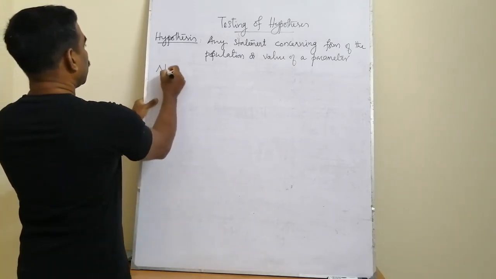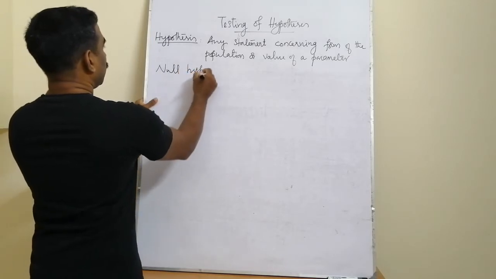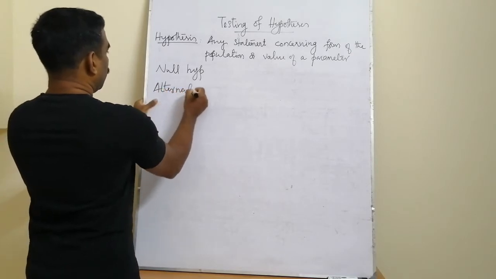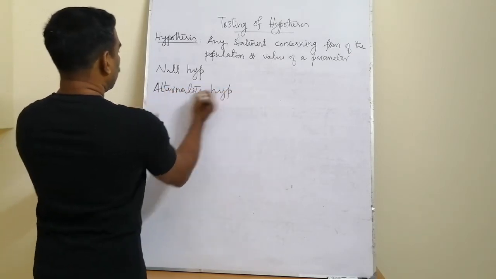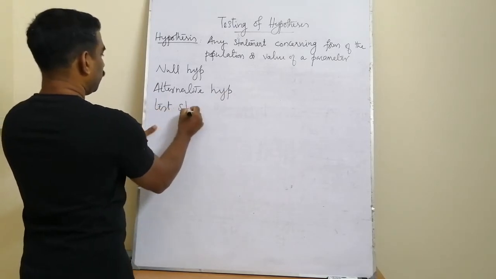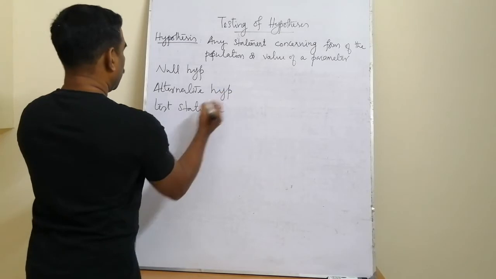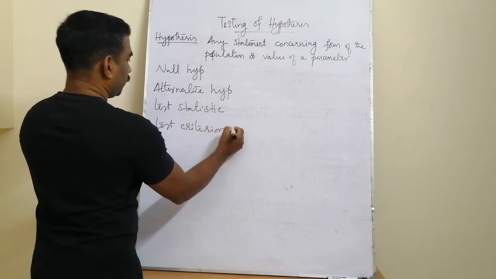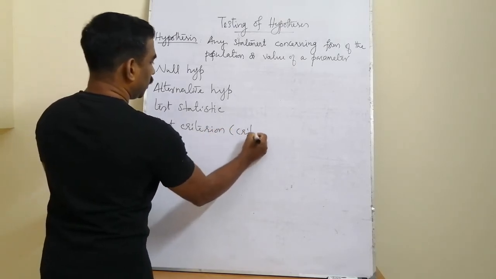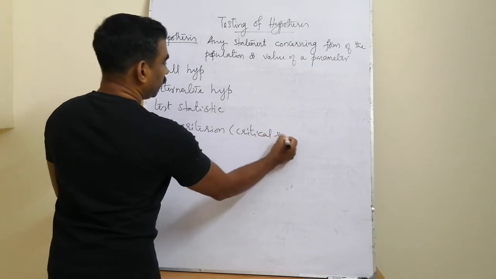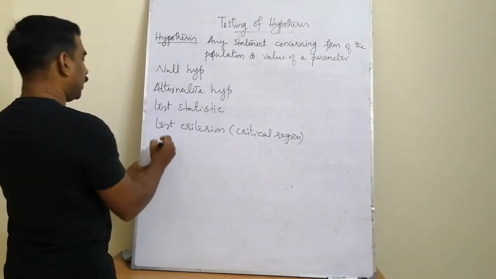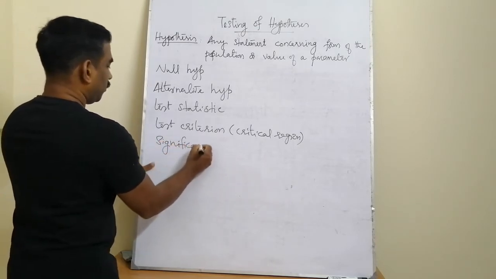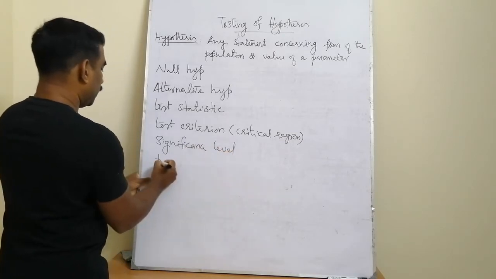Different types of hypothesis, for example, null hypothesis, alternative hypothesis, test statistic, test criterion or critical region, and another terminology called significance level. Two types of errors.